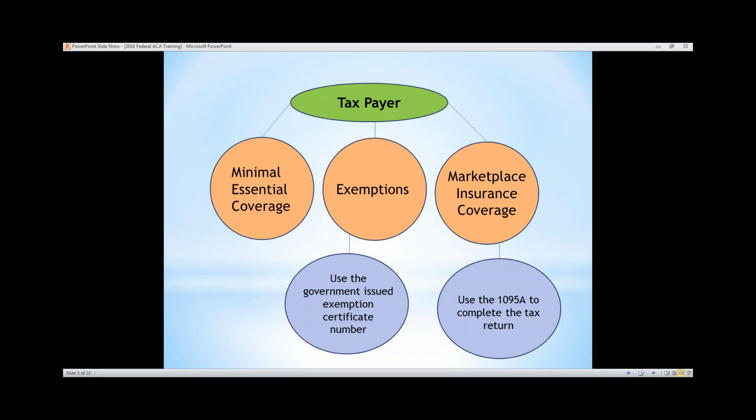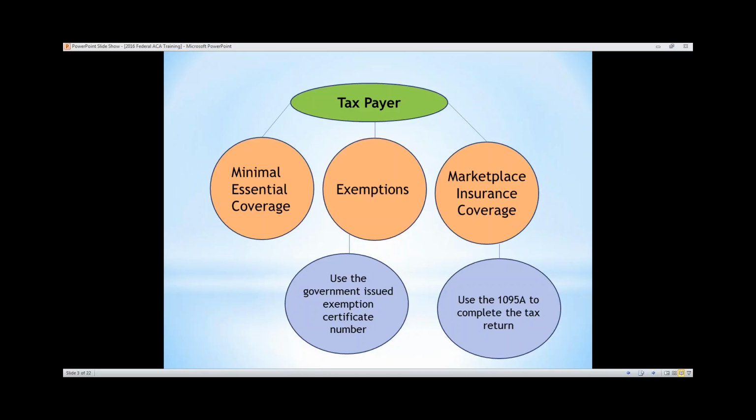If you break the year down by month, people may have a couple of months where they had minimal essential coverage, a couple of months where they had an exemption, and then they may have had to buy insurance from the marketplace. However, if you keep in mind that someone's situation only falls into one of these three categories at any one time, it helps to keep these ideas straight. So there's minimal essential coverage, there are exemptions, and there's the marketplace insurance that we're going to talk about today. Also, there has to be documentation if somebody has an exemption all year. They may have received a government-issued exemption certification number.